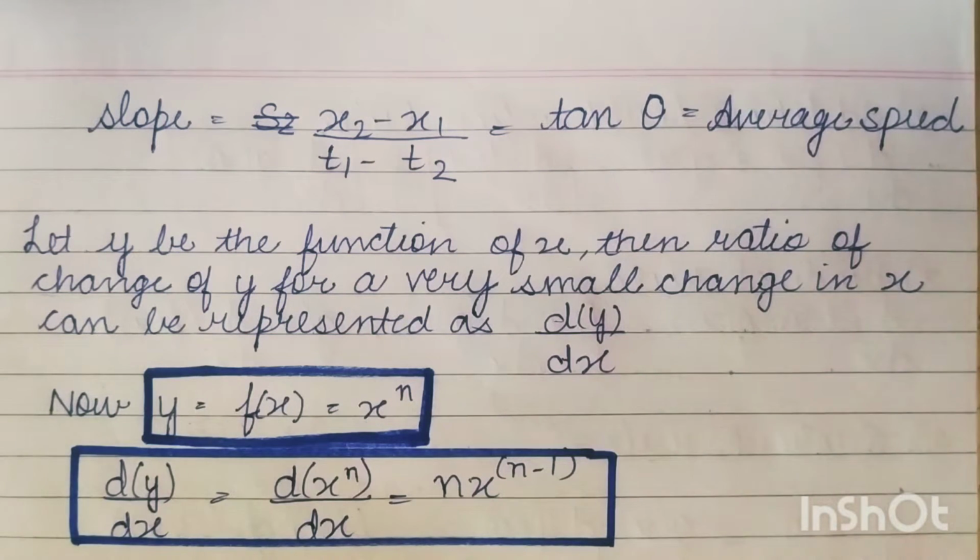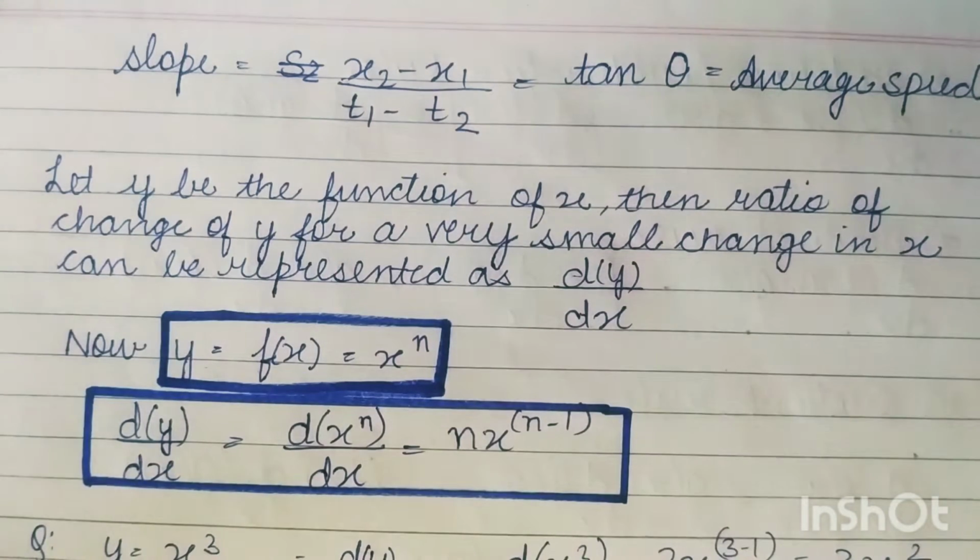So now we will understand what is differentiation and what are the different formulae for differentiation. Let y be the function of x, then the ratio of change of y for a very small change in x can be represented as dy upon dx. See what happens. A very small change in x as compared to y is known as differentiation. So dy upon dx, how will we read that? We will read that as differentiation of y with respect to x.